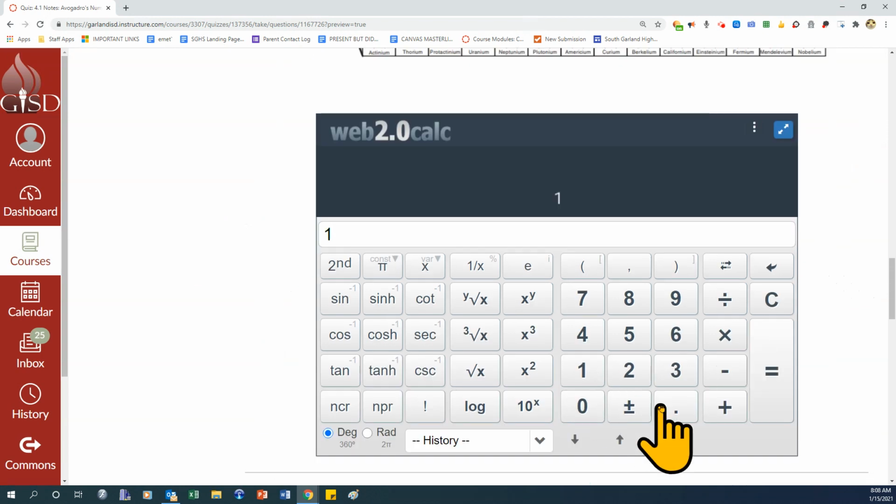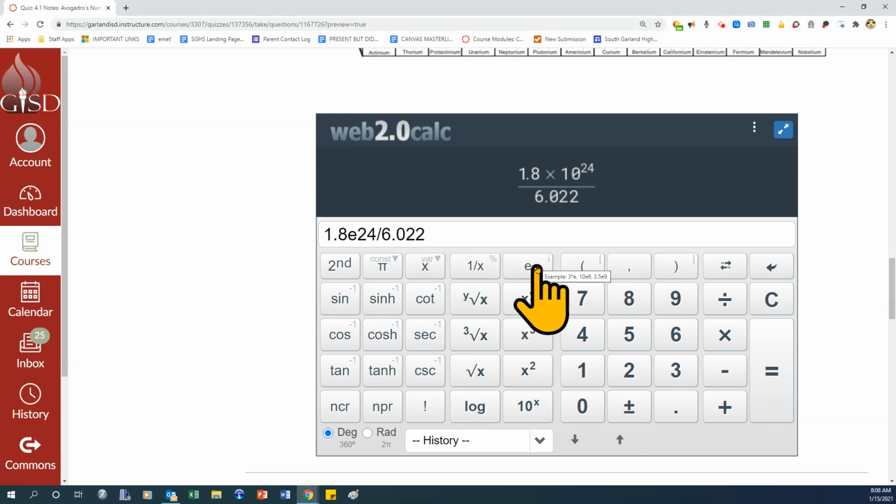So it's 1.8. That's it. So again, for the times 10, you just press E, and what was the exponent? 24. And then you just press 24. See it? Divided by 6.022, and again, times 10 is just press the E, and you get 23. You see it? That's how it looks like. And then you just press enter.